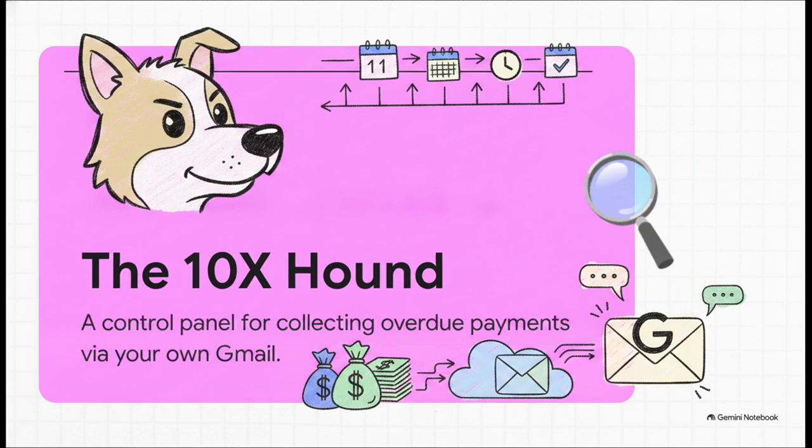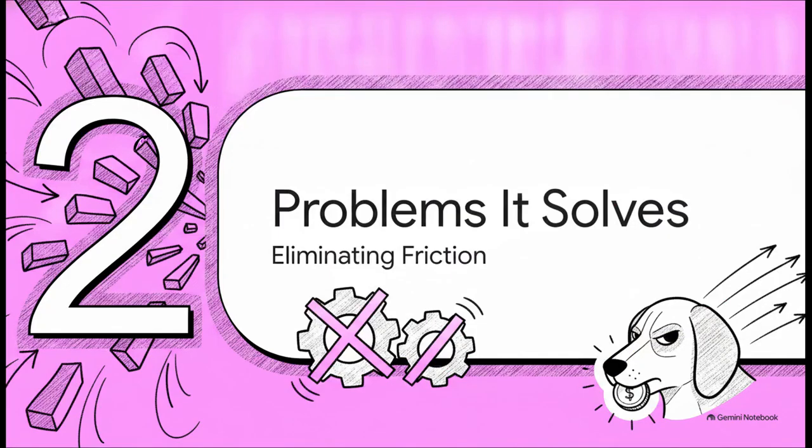You load up the list of who owes you money. The Hound automatically applies standard professional messaging based on exactly how many days overdue they are, and then you review and dispatch them. The best part? Every single email goes out directly from your own Gmail account. There's literally zero third-party server hosting involved here. Let's move on to segment 2, the problems it solves.